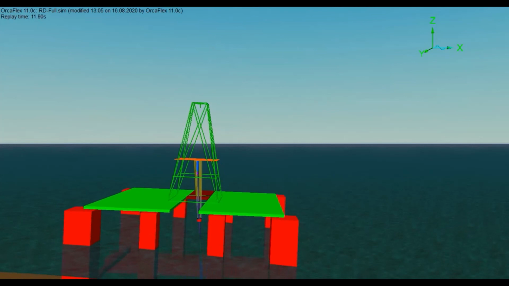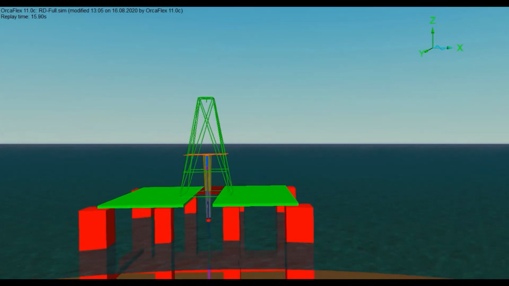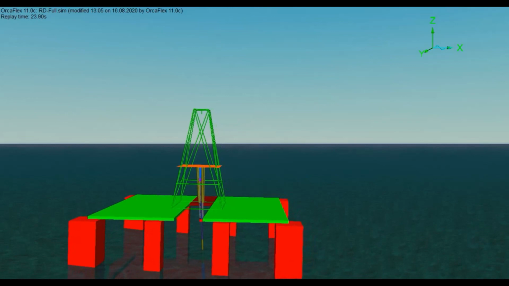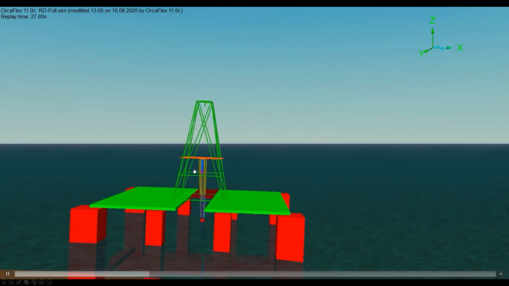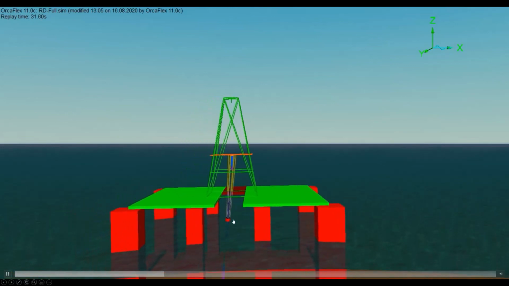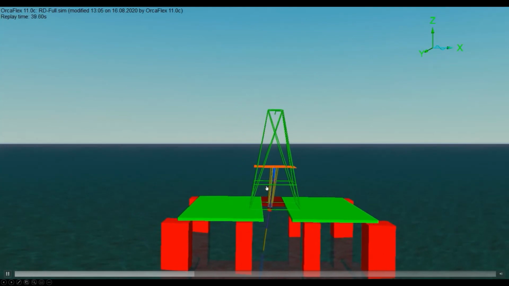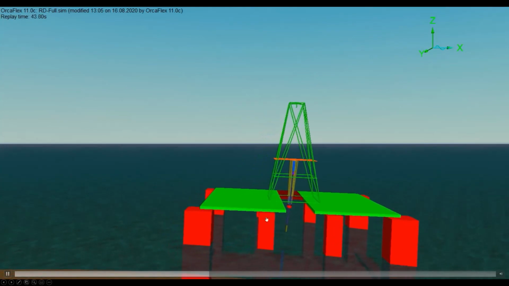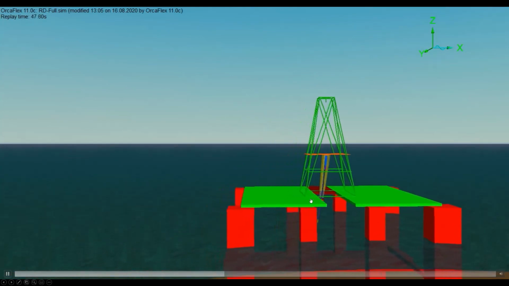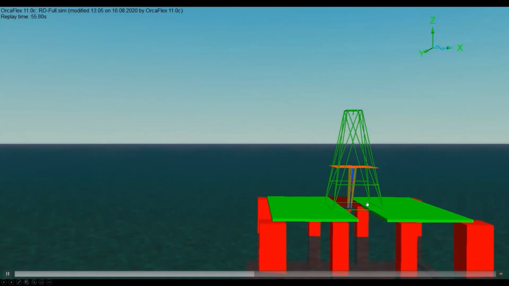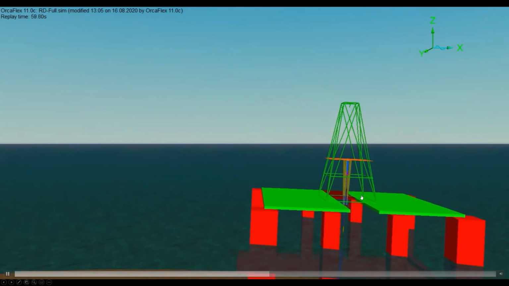The platform will begin to pull away from the wellhead in the next cycle, and the riser will be disconnected. So now the platform is pulling away and the riser is disconnected. As the riser is disconnected, it starts moving up, but you observe that in this case the acceleration is brought down due to the presence of the anti-recoil valve.